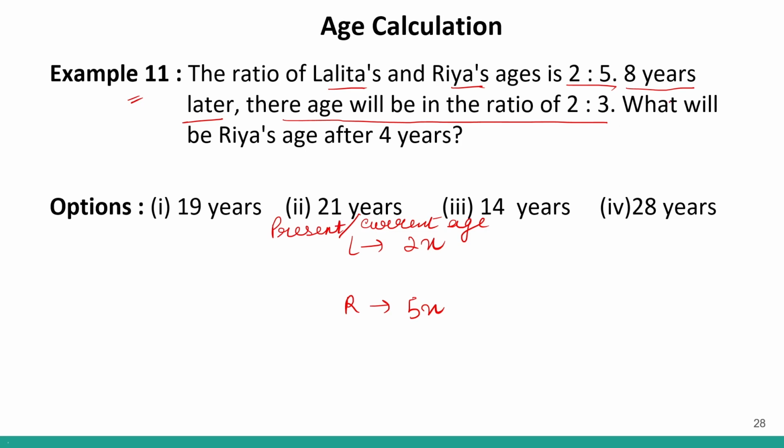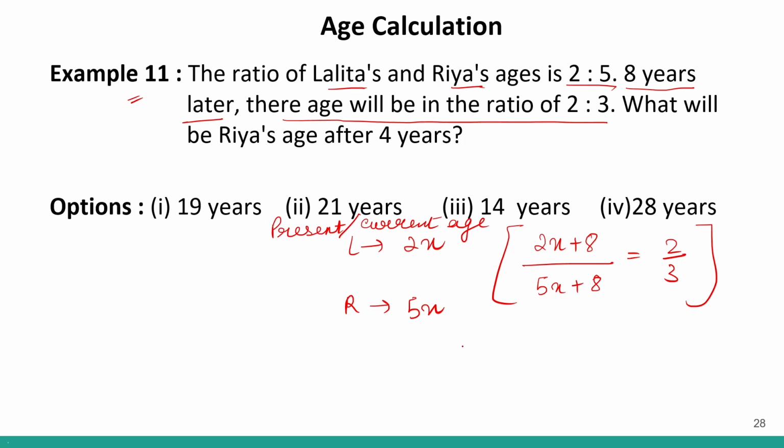It is given to us that 8 years later, their ratio will change. So I can say (2x + 8) divided by (5x + 8). This is how you represent ratio in the form of division. Their ratio will be 2/3. Now, I have to solve this to get the value of x and then I can find their ages.